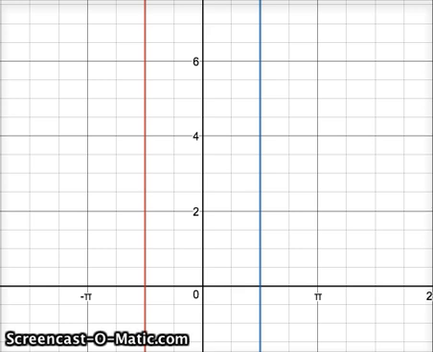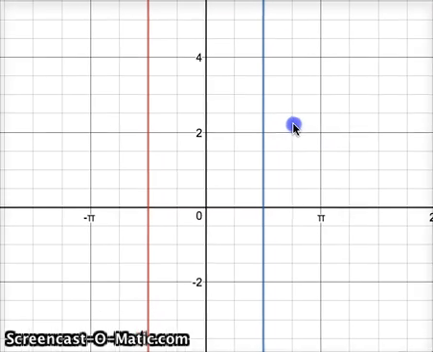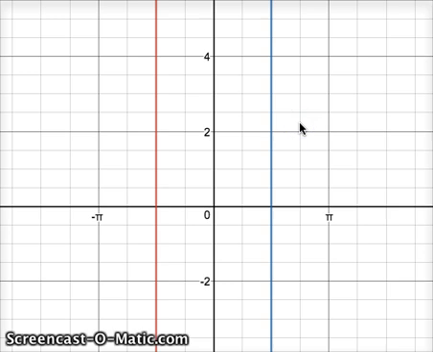So if I'm graphing a tangent function, I'm going to start by graphing the asymptotes. You'll notice here's pi, here's negative pi. I have an asymptote here in blue at pi over 2 and an asymptote in red at negative pi over 2. So my tangent function's primary period is going to fit somewhere between negative pi over 2 and pi over 2.